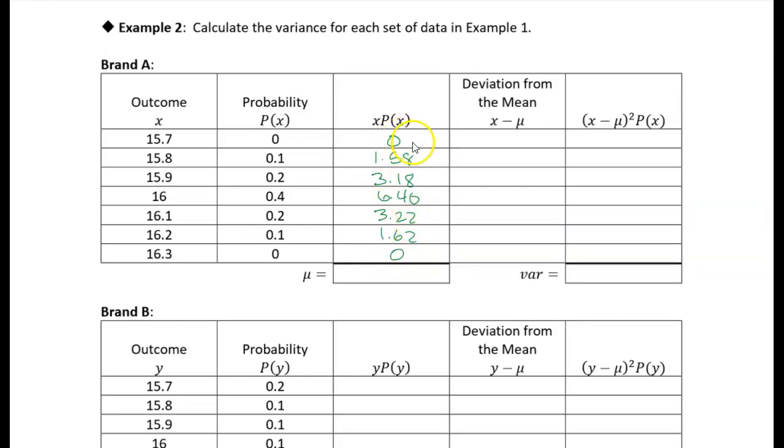The expected value, which is the mean, is the probability weighted average of these outcomes. And so we get 16, which is what we got before when we just did the average.